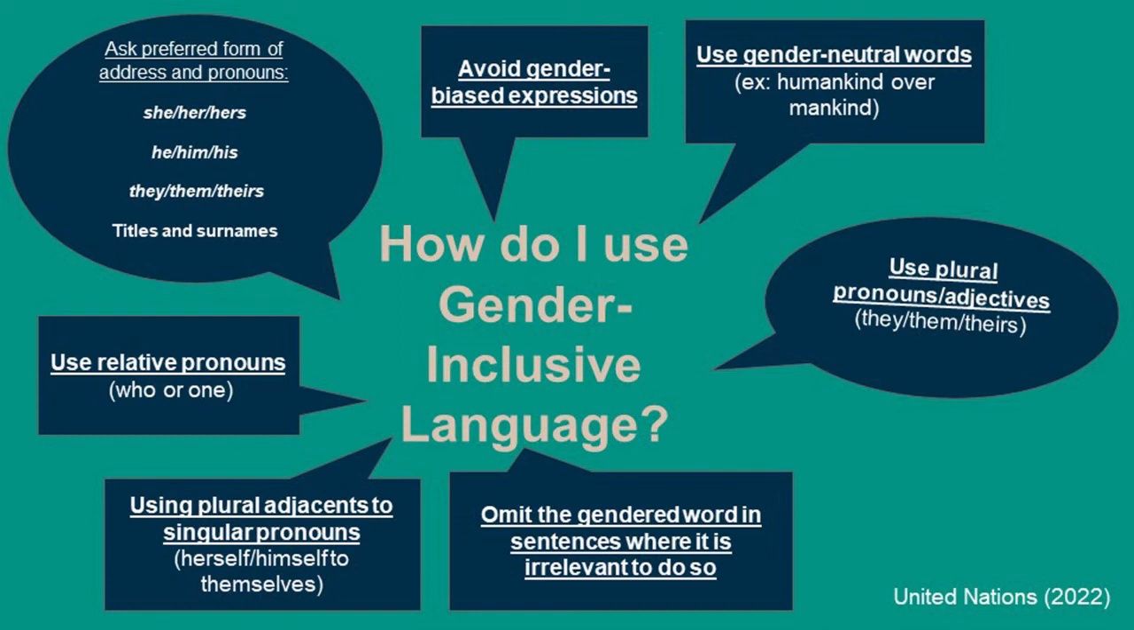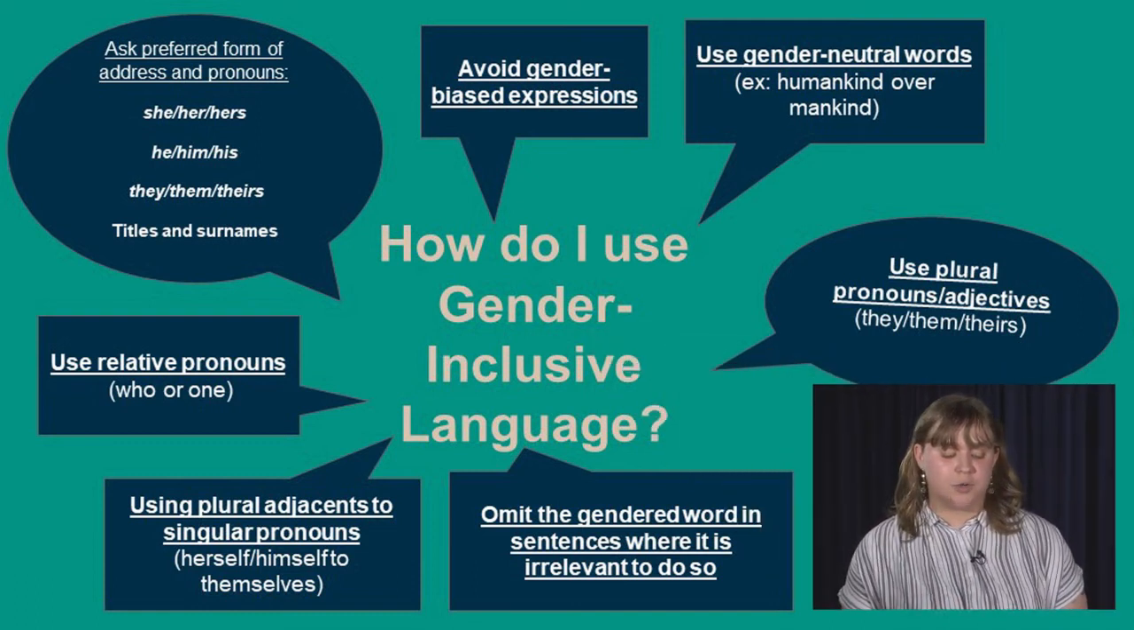pronouns. Examples of pronouns are she, her, hers, he, him, his, they, them, theirs. And you can also ask someone their title or their surname. So Mr. or Mrs. are examples of surnames, but someone might have a doctor degree, for example, and they might want to be referred to as doctor. Or sometimes different job titles have different ways that they want to be referred. For example, a professor might want to be referred to as professor with their last name.